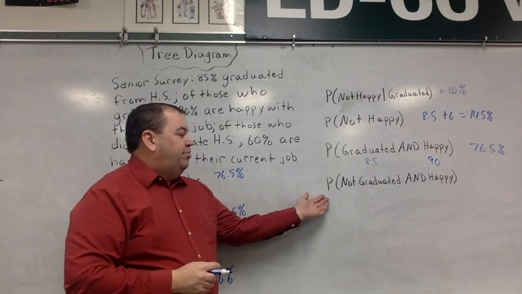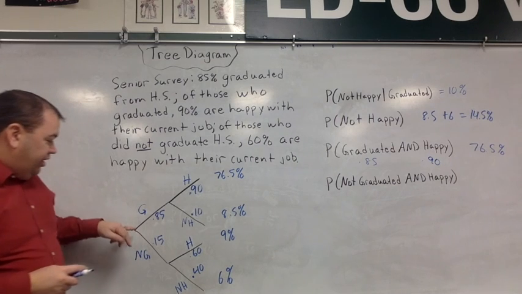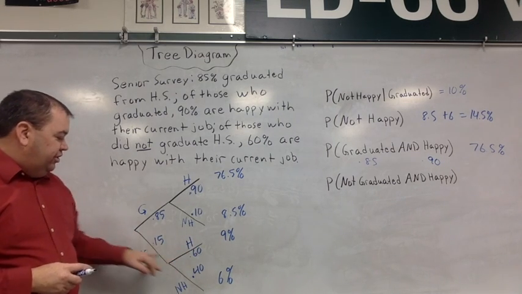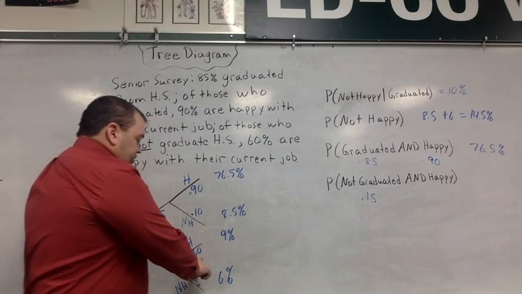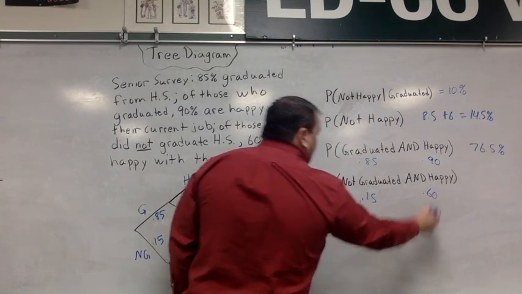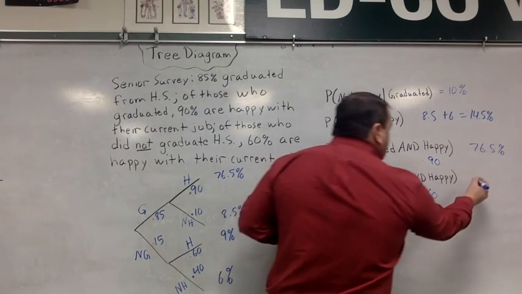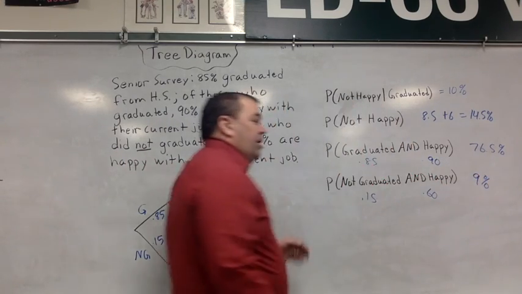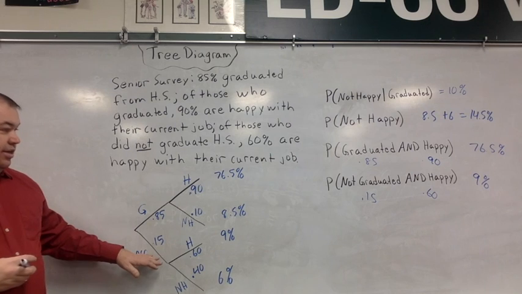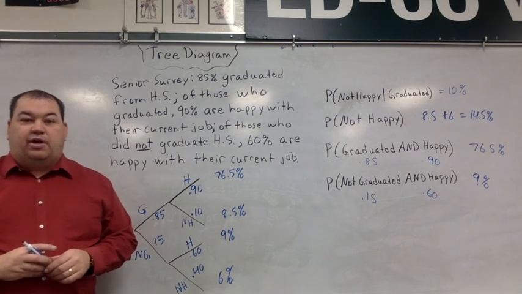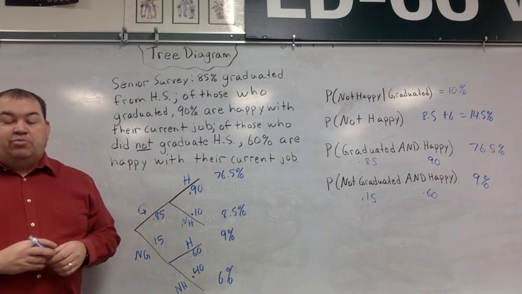This one says, what's the probability that they're not a graduate and are happy? So we're talking this branch here and this branch here. There are 15% who were not graduated. Of those, 60% are happy. I did that calculation. I multiplied those already. It's right here. That's 9% of my population. I have a 9% chance of selecting somebody who has not graduated and is still happy with their job. So a tree diagram is one way we do conditional probability. Contingency table is the other way you'll see them.